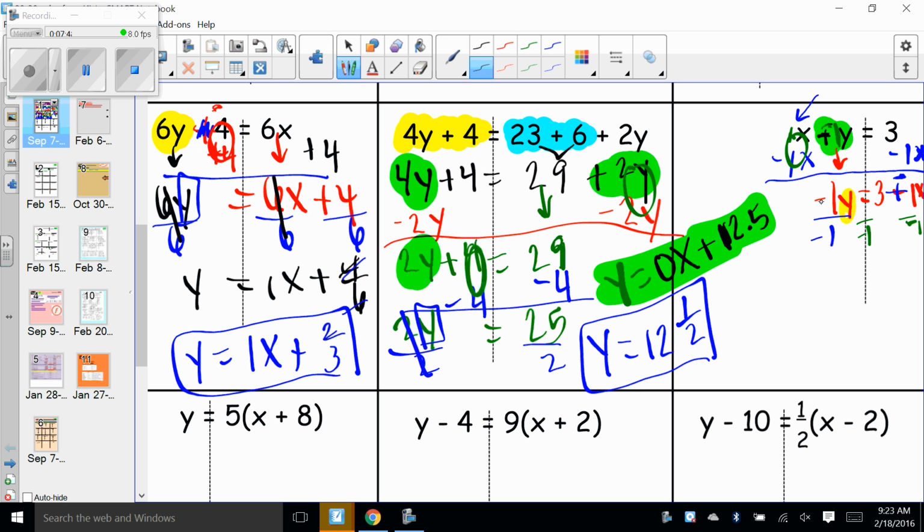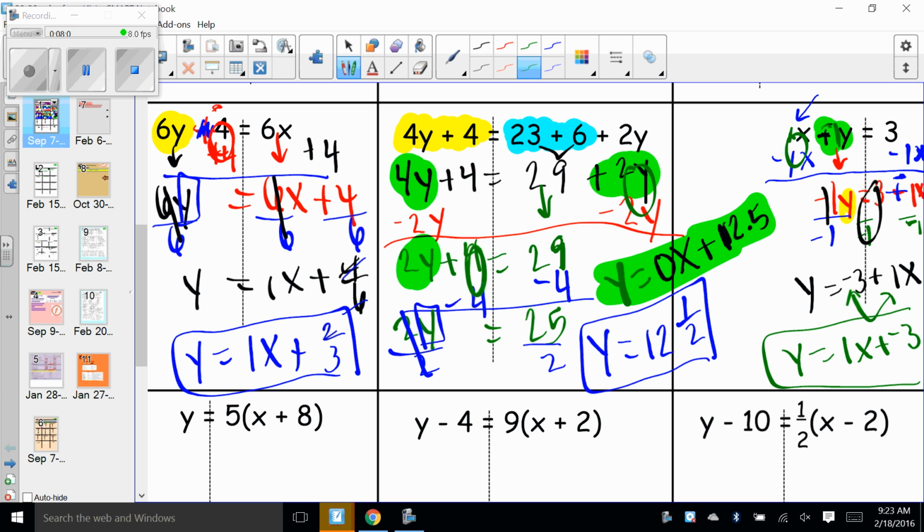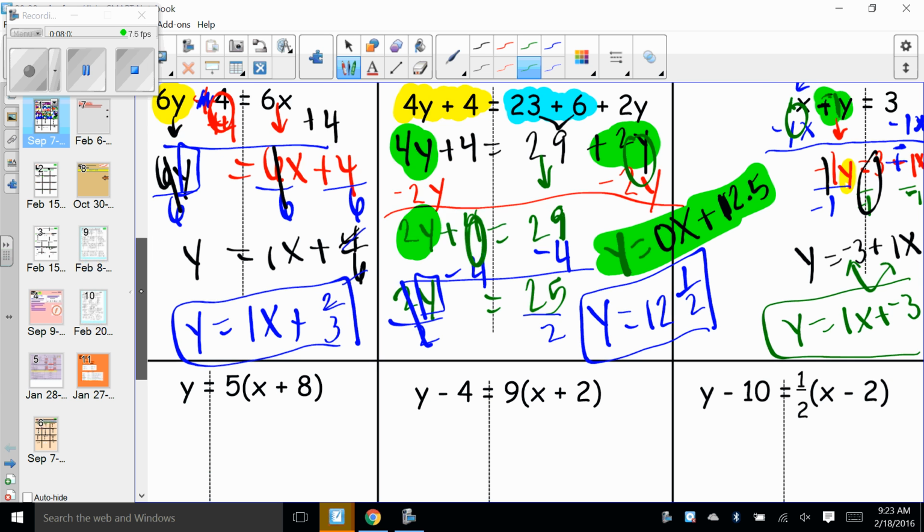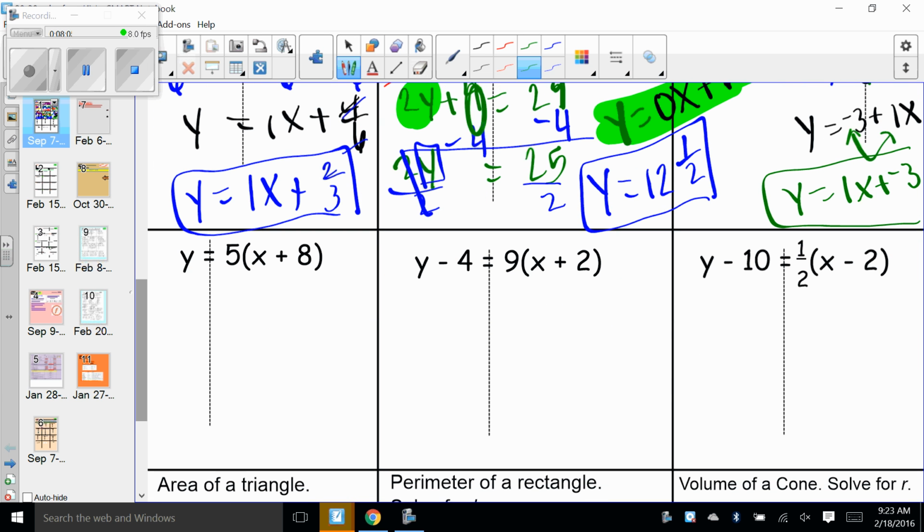Working left to right then, we have y equals, we have a triangle problem right here, which is negative 3 plus 1x. Commutative property says we're going to flip those, so we get y equals 1x plus negative 3, mx plus b. There it is. If I'm going too fast, go ahead and pause that video.